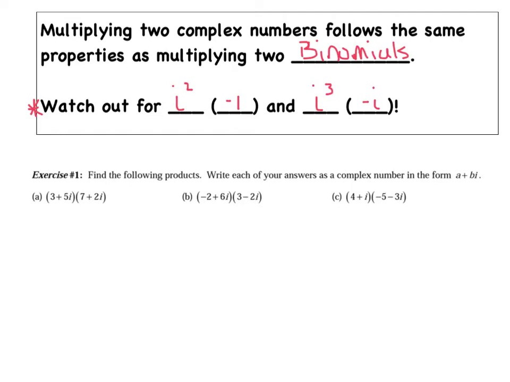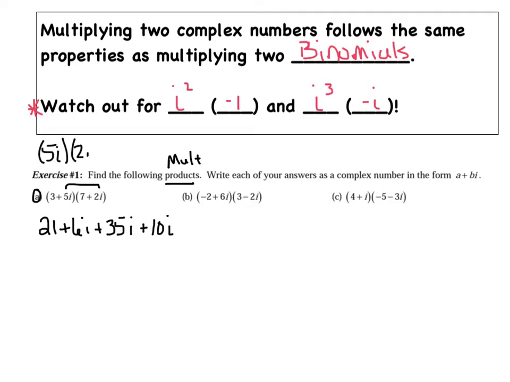Let's jump on letter A here, and we want to find the following products. So product, of course, means that we are going to multiply. First times first is 21. The outer is going to be 6i. The inner is going to be 35i. And then last times last, and this is where it's going to get most interesting tonight, we do have the 10, but it's going to be i squared, 10i squared. So just to recap there, 5i times 2i gave me not just 10, but 10i squared. Of course, i times i is i squared, just like x times x would be x squared.